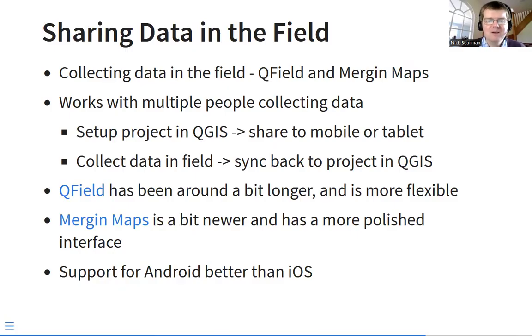QField has been around a bit longer and is probably more flexible, more customizable in terms of the interface. Mergin Maps is a bit newer, but it has a more polished interface, I would say, than QField. They both have pros and cons. They both integrate the data really well, so that's one of their key strengths. I'd also say support for Android devices is better than iOS devices in general. There are exceptions, so if iOS, iPhones, iPads are key for what you want to do, have a look into that and see which one might work best for you.